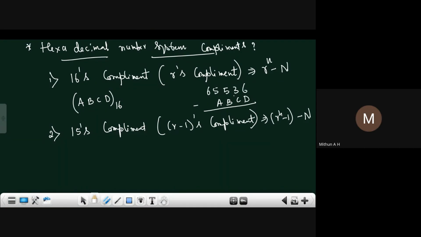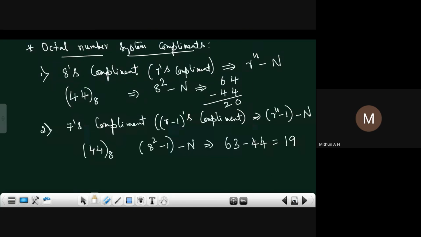Excuse me, sir. Yes, hello. Sir, previously we did the binary number system, where we took 8's complement and power 2. Here, if we take 8 square, we get the result as 64, but it is in decimal, sir, not in octal. So you have to convert 64 into octal. So we'll get 100. Correct.